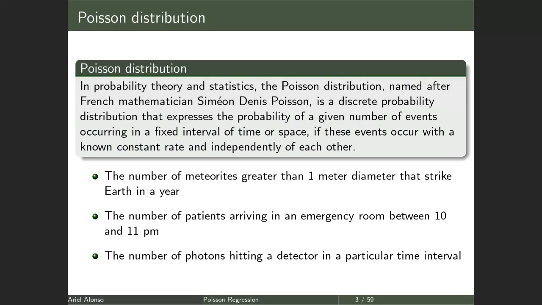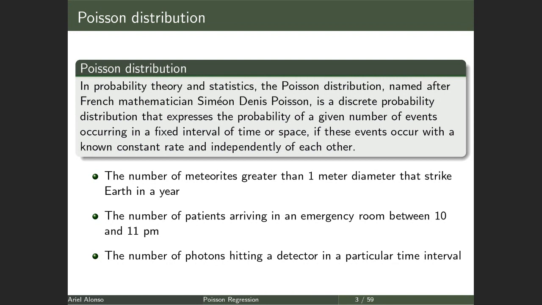The number of meteorites greater than 1 meter in diameter that strike Earth in a year. I mean, there is some kind of average number of meteorites greater than 1 meter that strike Earth every year. Now, exactly at which moment these meteorites are going to strike Earth, that's unknown. What we know is that there is some average number of strikes per year, and we know that these are independent events. Or, for instance, the number of patients arriving in an emergency room between 10 and 11 p.m.